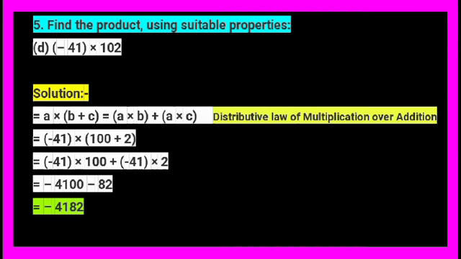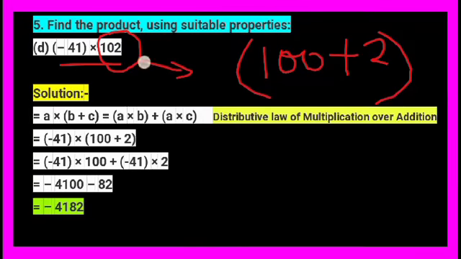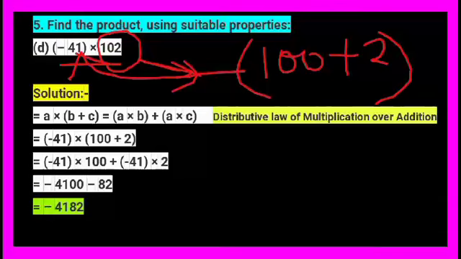D is minus 41 multiplied by 102. Now we have these numbers, like we cannot take the answer in tens or hundreds or thousands, right? So we have to think that can we divide one of the numbers like this, 100 plus 2? Yes, we can write this number as 100 plus 2, right? Then after we can multiply it with minus 41. So it would be easy to do multiplication here, right?